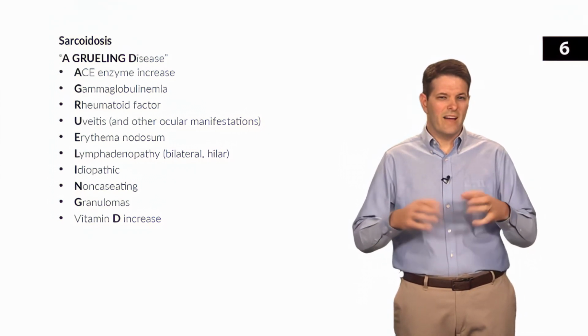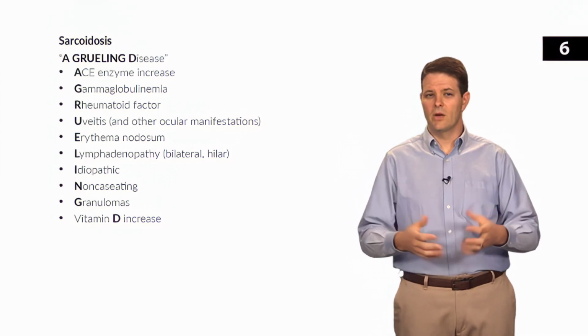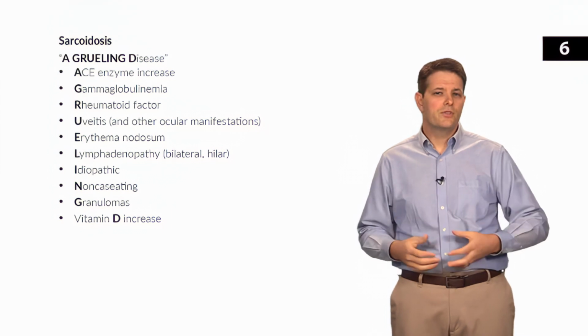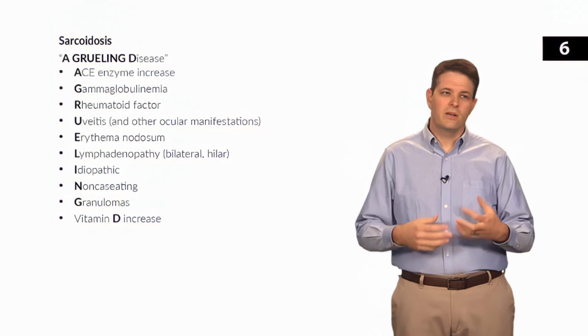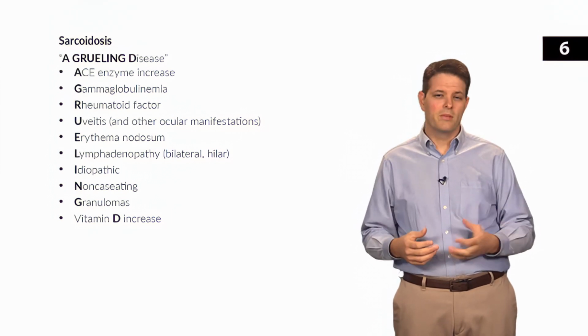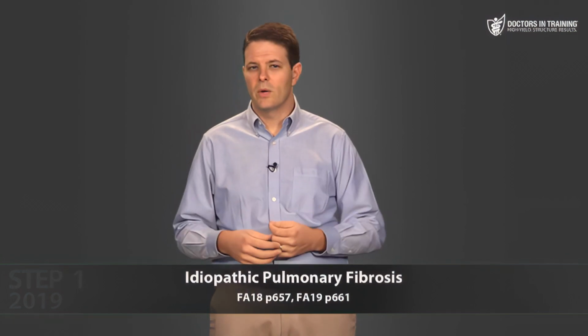Now, the body's going to fight to keep serum calcium levels normal, even if that means dumping more calcium into the urine. In general, the treatment for sarcoidosis is glucocorticoids, but there are other options depending on disease severity. But for your purposes, think steroids. The rest of these interstitial lung diseases are lower yield, so we're going to go through them fairly quickly.